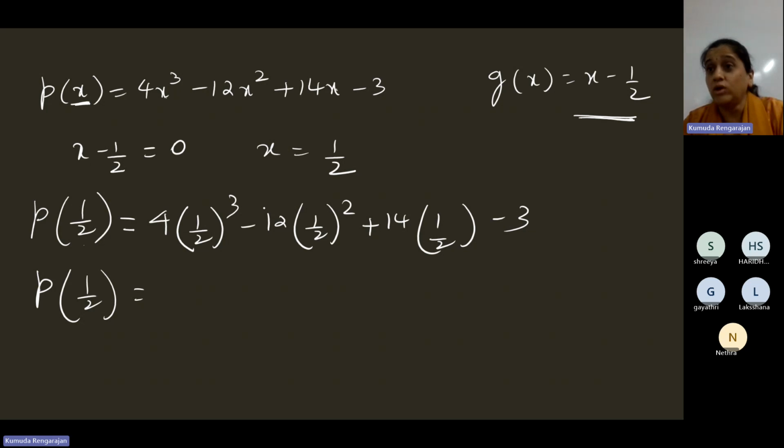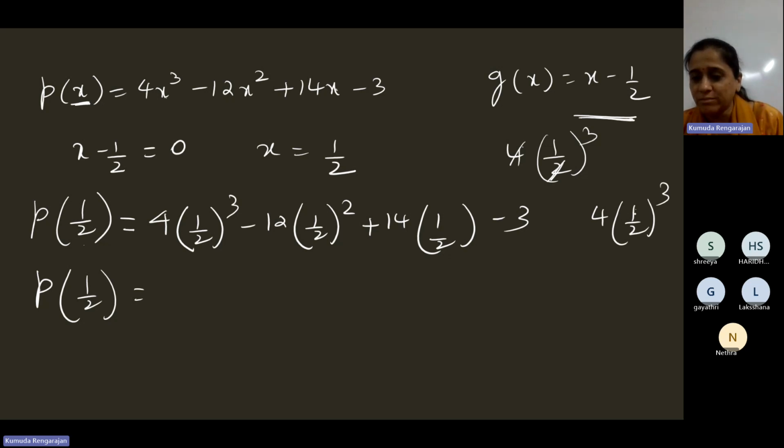Because it's 1 by 2 the whole cubed first and then into 4. You see, 1 by 2 is raised to the power 3. So if you cancel 2 and 4, then you have not applied this power 3 to the number inside. Then how can you simplify this? The meaning itself is like that. When it's written like this, it means 1 by 2 should be cubed first. See here, the bracket is there and the cube is here: 1 by 2 the whole cube.